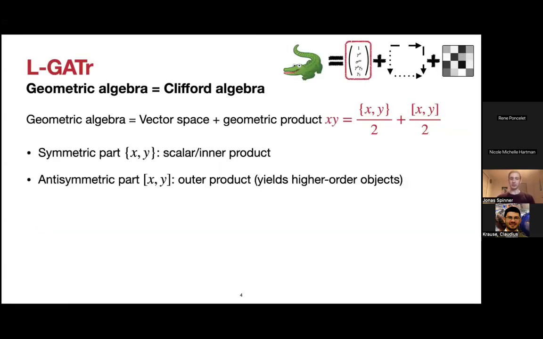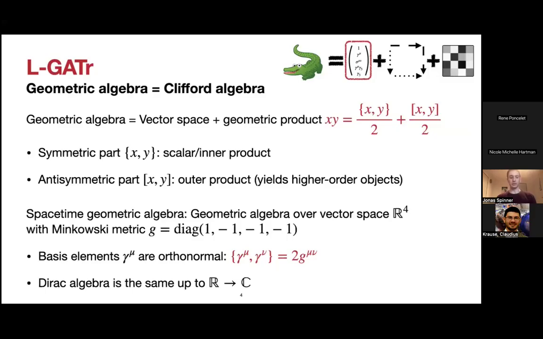Okay, so what is geometric algebra? It's essentially a synonym for Clifford algebra, which maybe some of you have heard of before. It's a common concept in quantum field theory. Essentially you have a vector space and you extend this vector space by a geometric product. This geometric product can be decomposed into a symmetric part, which you can think of like the scalar product of the space, and an antisymmetric part, which is the outer product and gives you all the new higher order objects, which were not there in the original vector space. This is essentially what makes the geometric algebra so powerful.